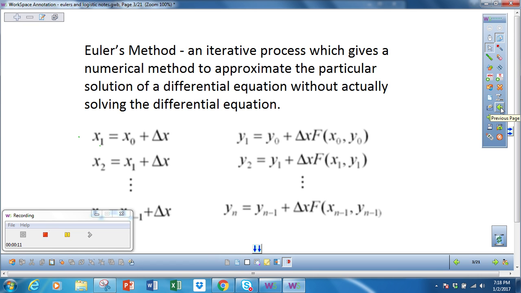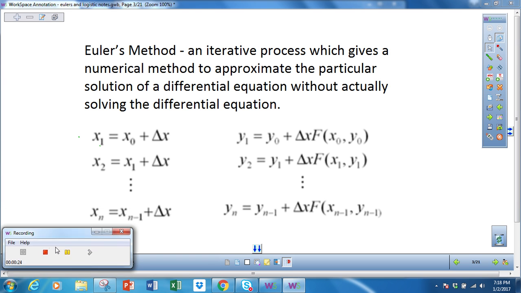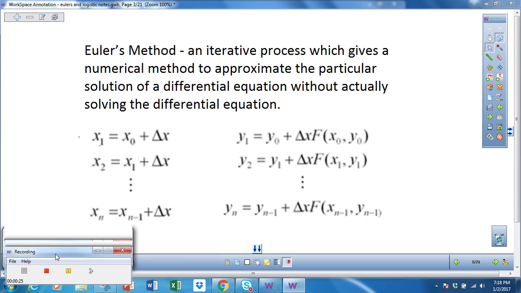When you take differential equations, you will get more techniques to solve differential equations. But at this moment, there are several equations that we just can't solve right now. We don't have the skills to solve. And Euler's method is a way to approximate the solution to a differential equation without actually solving the differential equation.